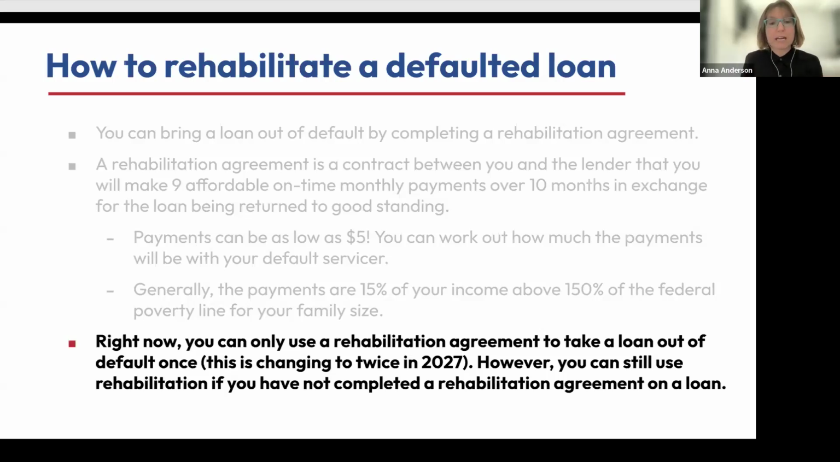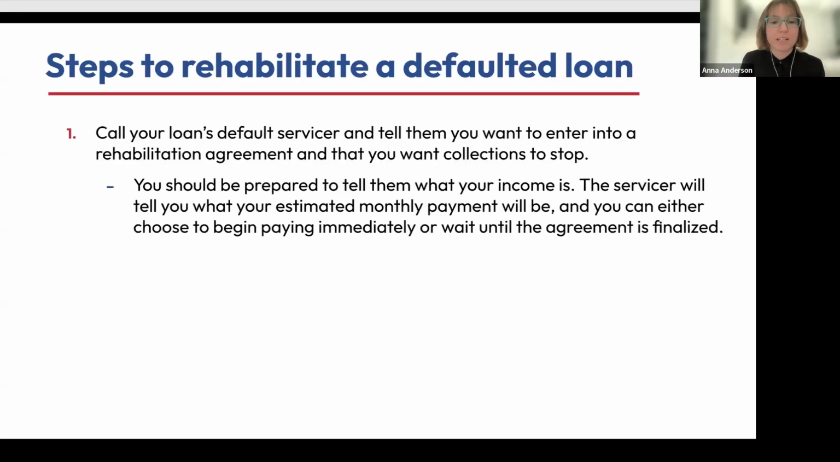You'll have to look at your other options. But if you've never used that, or if you never completed a loan rehabilitation agreement that you actually previously entered into, you can still use this option. Next slide. So to get out of default and to complete a loan rehabilitation, the first step is to call your loan servicer.